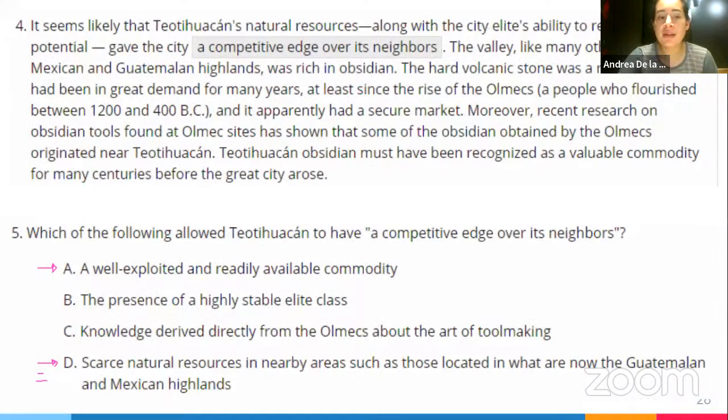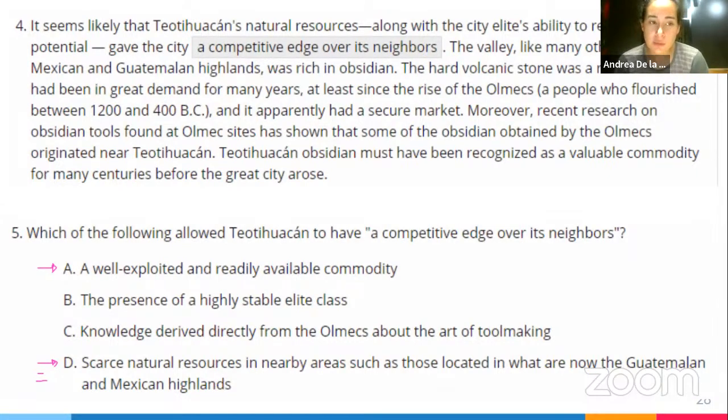So in this question, basically what they're saying is, what allowed Teotihuacan to have a competitive edge, right? They're asking for a specific thing. They are not telling you something like, what can you infer about this? Or what is implied about that? Or which one is not mentioned? Those are other types of questions. They are directly asking you about something: what allowed Teotihuacan to have a competitive edge?